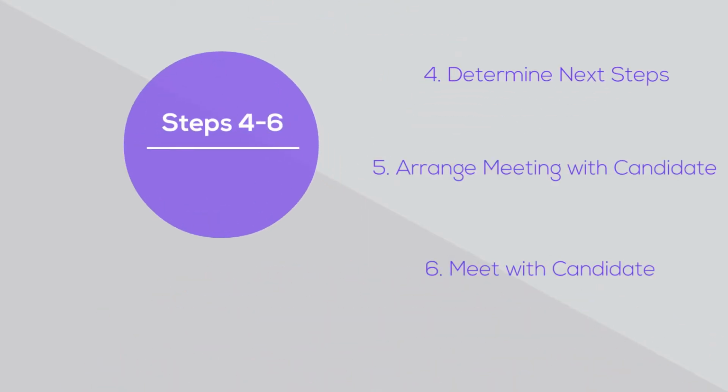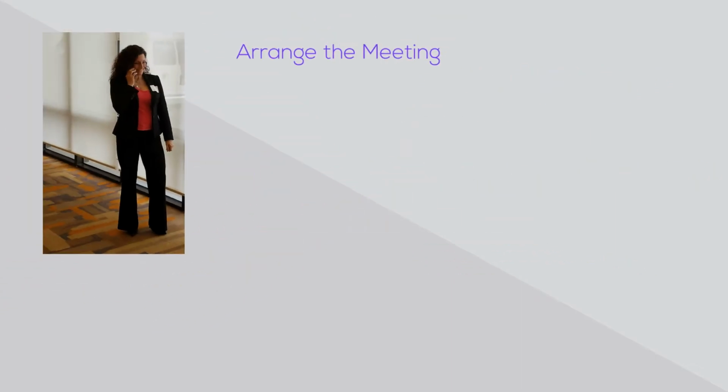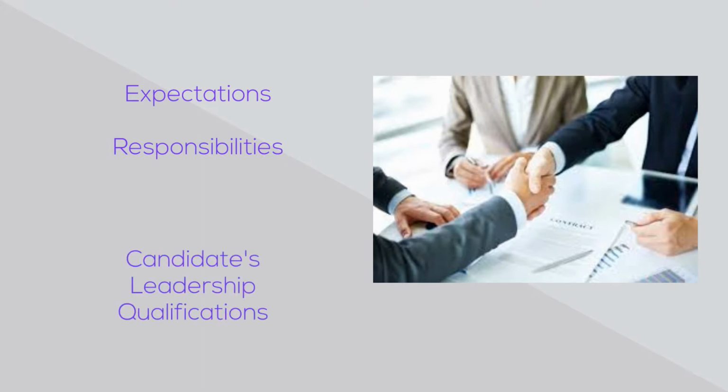Steps 4 through 6. After the chair determines that this is a good match, the remaining steps will move quickly. Arrange a meeting with the candidate and appropriate board member and senior staff. At this meeting, all participants can talk about expectations, responsibilities, and get a clearer picture of the candidate's qualifications and desires as a volunteer leader.